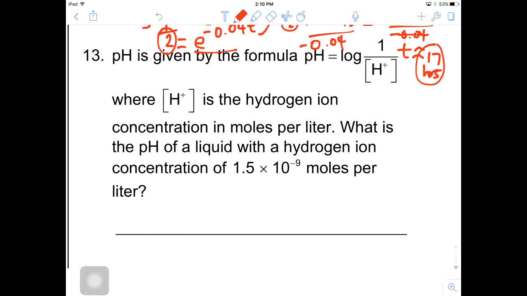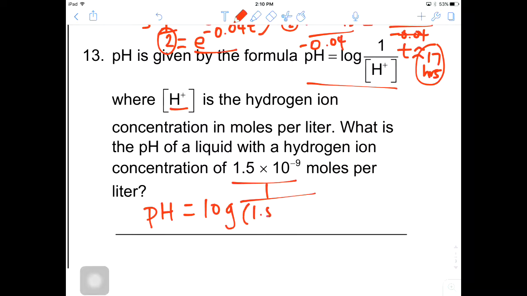Number 13. pH is given by this formula where H plus is the hydrogen ion concentration in moles per liter. What is the pH of a liquid with a hydrogen ion concentration of 1.5 times 10 to the negative 9? We're going to just use the existing formula for pH and then substitute the hydrogen amount in here, which is 1.5 times 10 to the negative 9. It's just a matter of evaluating. You're going to use your regular calculator, enter 1.5 and then do the 1 over function, then take the log of it. So you should have approximately 8.8 as an answer.